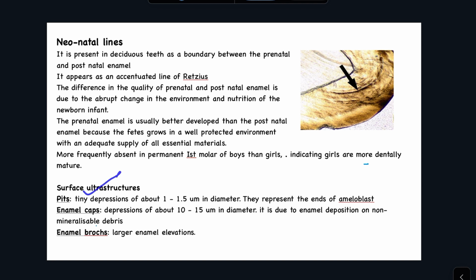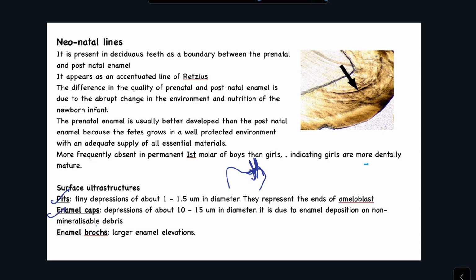Now, surface ultrastructures. What are other surface ultrastructures of the enamel? There are pits, enamel caps, and enamel brush. What are pits? These are tiny depressions of 1 to 1.5 micrometers in diameter. They represent the end of the ameloblast. If a tooth was being formed, and towards the end there was this ameloblast over here, this convexity that stayed on the outer surface of the tooth formed a pit.